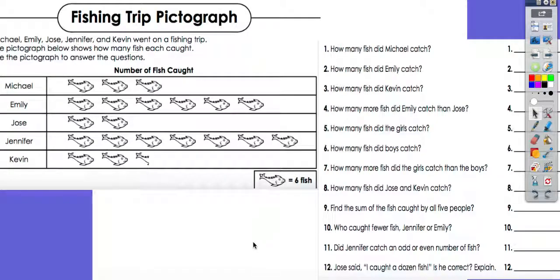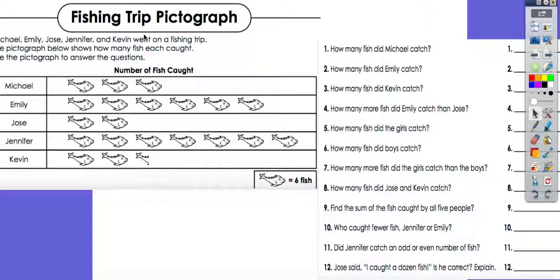Welcome to the world of graphing, and we are working on pictographs today. Sometimes we call them pictographs. A lot of times you'll see them as pictographs too. It's just graphs that represent data using pictures. So they're kind of fun because you get to draw a little bit. So let's look at this pictograph.